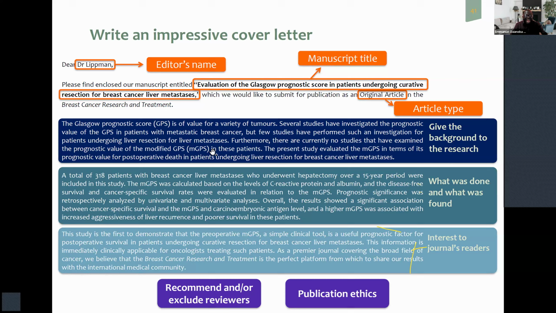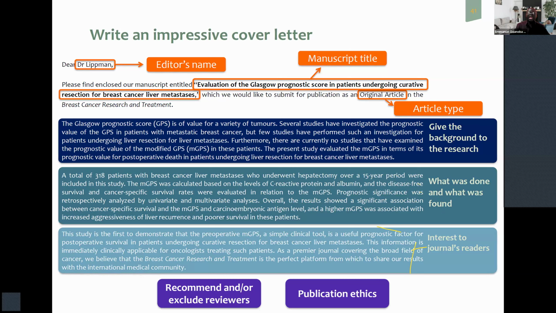Then you come and describe what you did. Sometimes you can extract this from your abstract. Most of the papers I have submitted, I just take my abstract, or sometimes I reshape it a little bit and put it in this part. You see that your abstract has all these. It gives the background to the research, what was done and what was found, and then you conclude with a major sentence on how interesting it is to the journal readers.